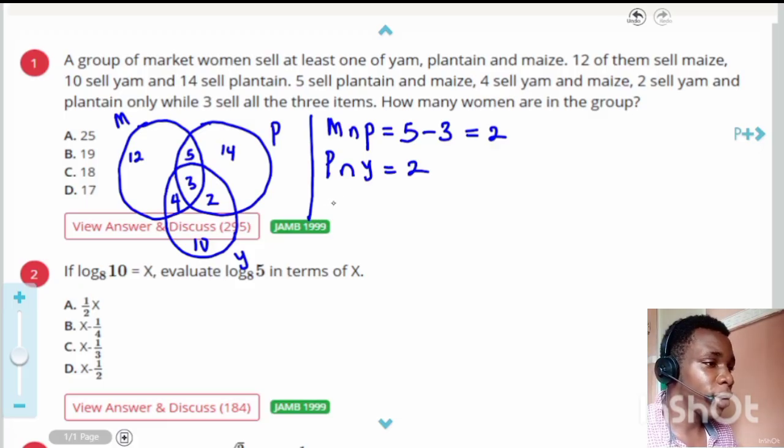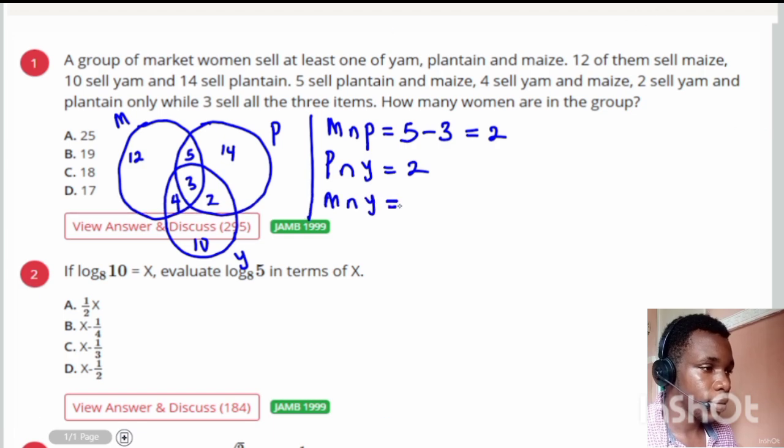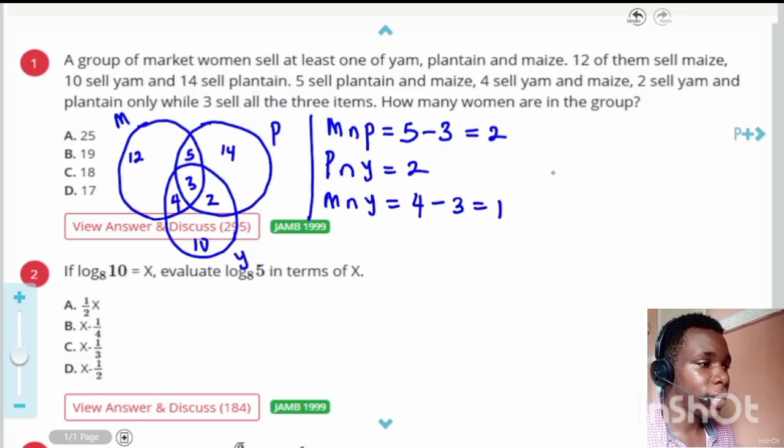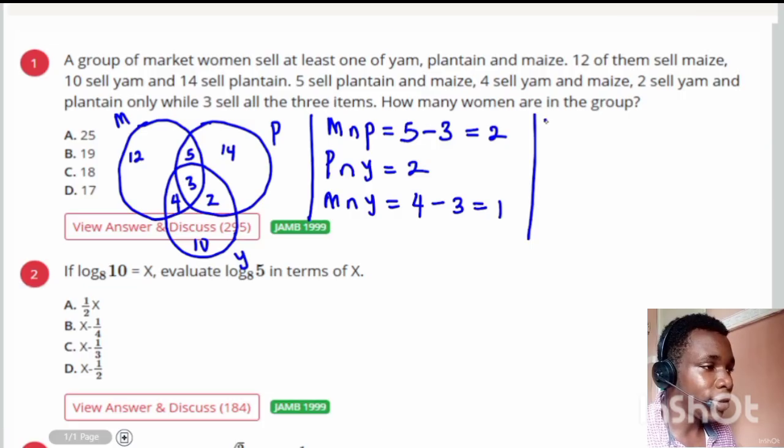All right, let's also talk about how many women sold maize and yam. Four women were enlisted, and out of these four, three sold all the three items. So we have one here. All right, so we are done here. We are now going to obtain how many women actually sold maize only.